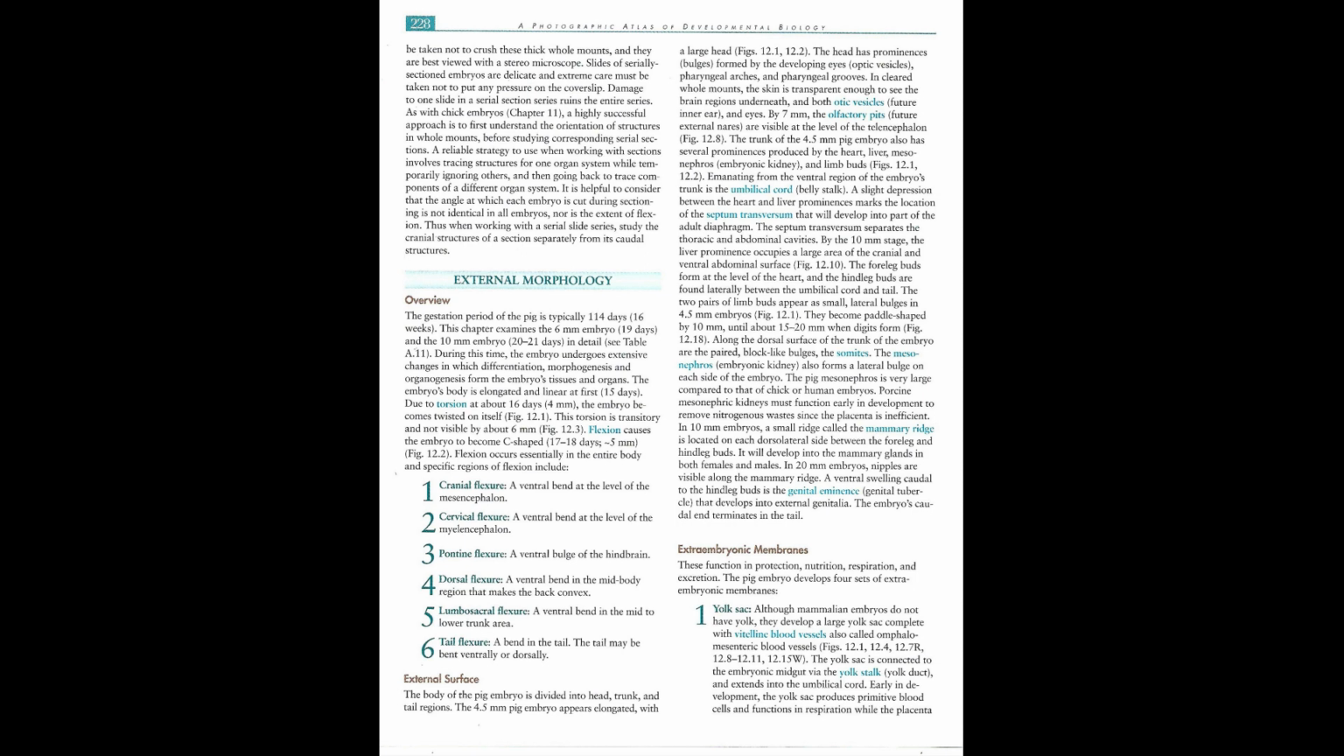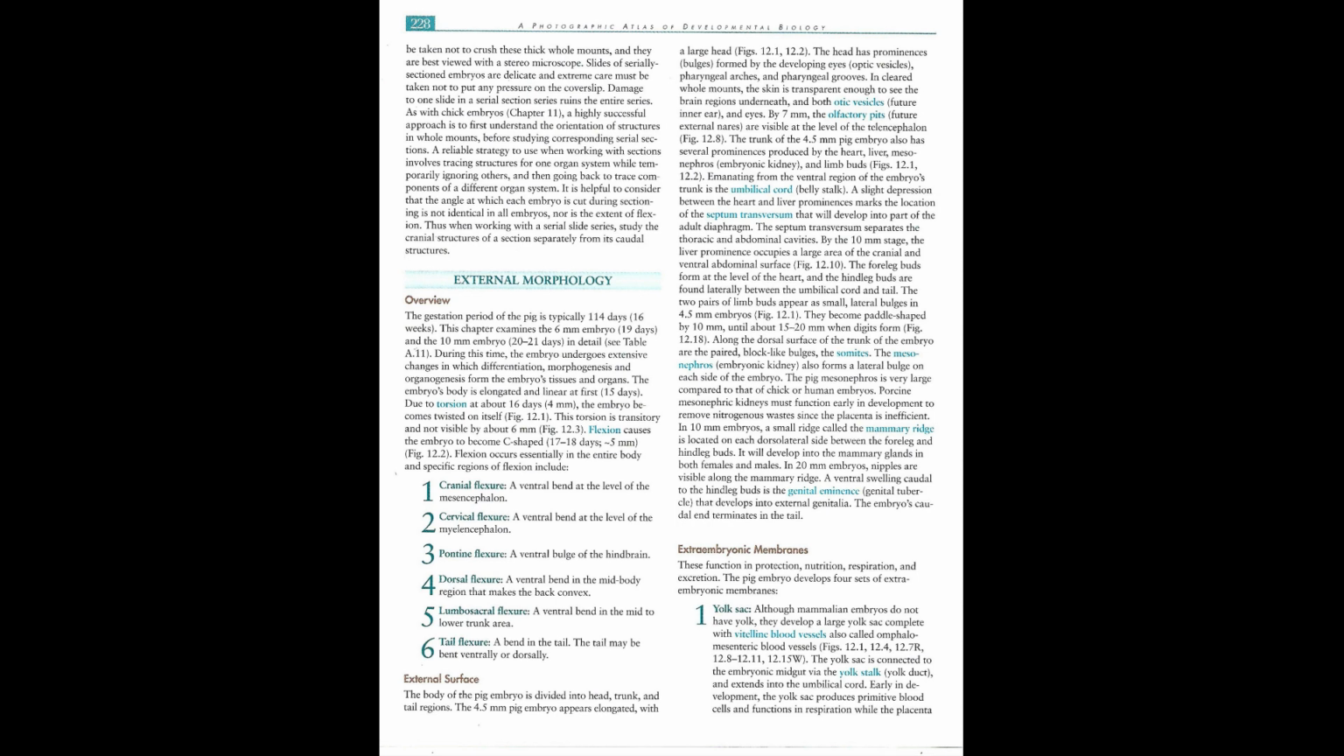A slight depression between the heart and liver prominences marks the location of the septum transversum that will develop into part of the adult diaphragm. The septum transversum separates the thoracic and abdominal cavities. By the 10 mm stage, the liver prominence occupies a large area of the cranial and ventral abdominal surface, Fig 12.10.